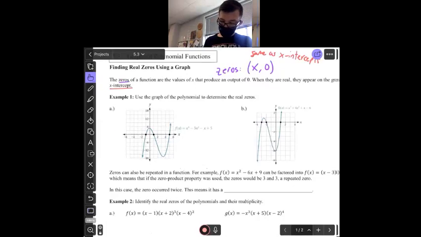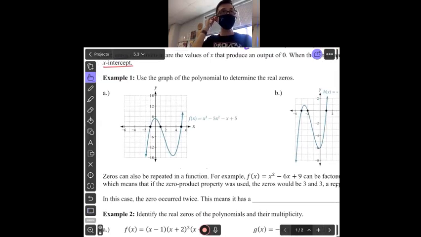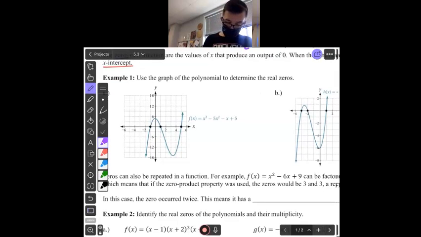So if I want to use the graph to determine the zeros, that means I'm using the graph to look for the x-intercepts. Okay. So I'm seeing that x-intercept. So when you say zeros, that's just the x value. Okay. So all I want to know is the x value there. So that's x equals -1. That's x equals +1. And that's x equals 5. So there's our zeros. Okay.